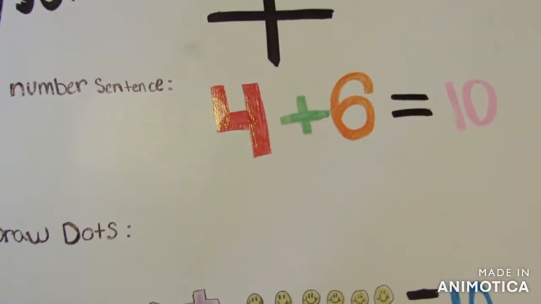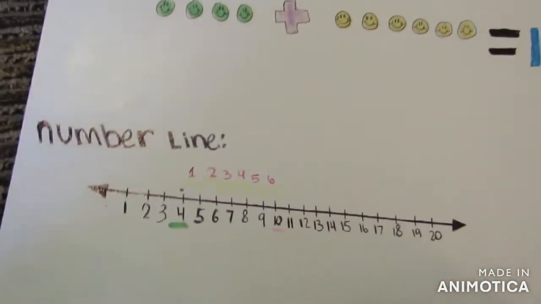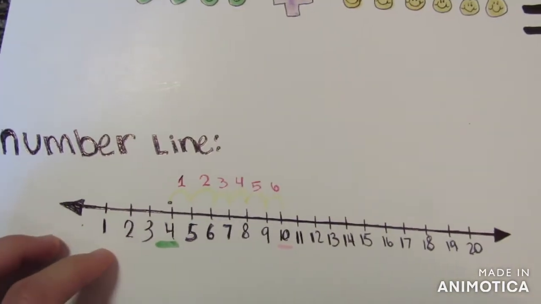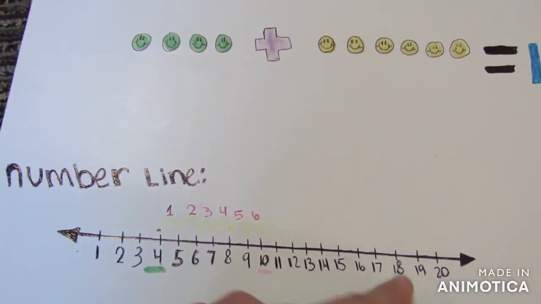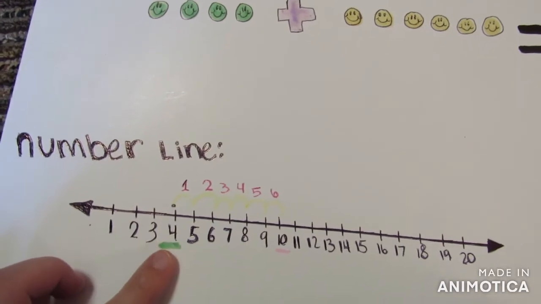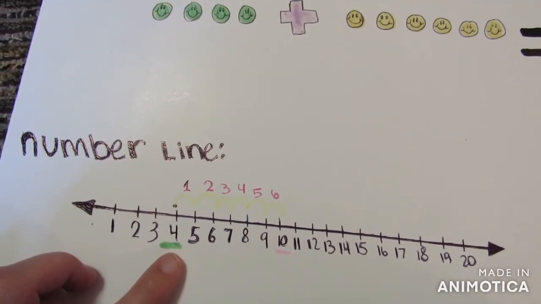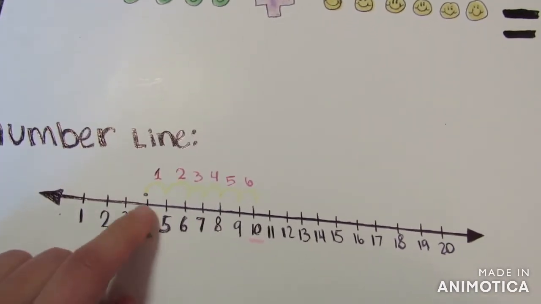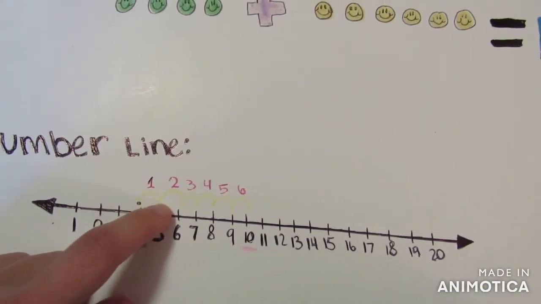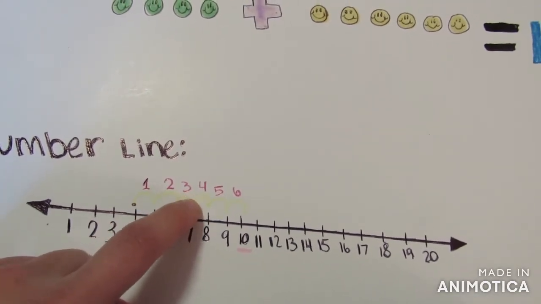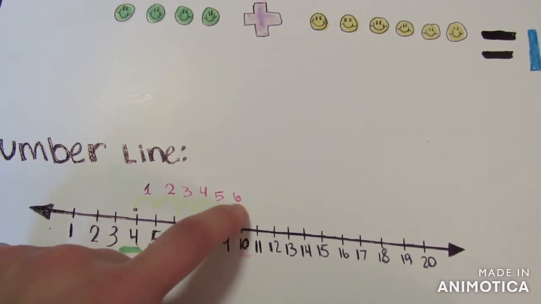Now once we've seen the number sentence and the dots, we're going to move on to a number line. This is a number line that goes from 1 to 20. And what we're going to do is start off at the number 4. The number 4 right here is marked with a green mark. And then you're going to jump over 1, 2, 3, 4, 5, 6 jumps.